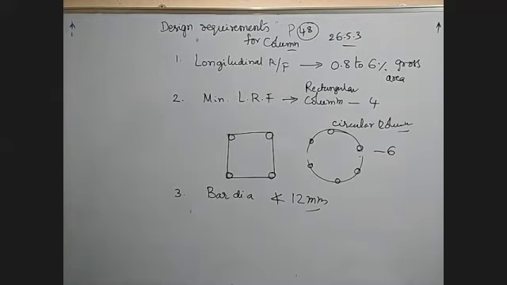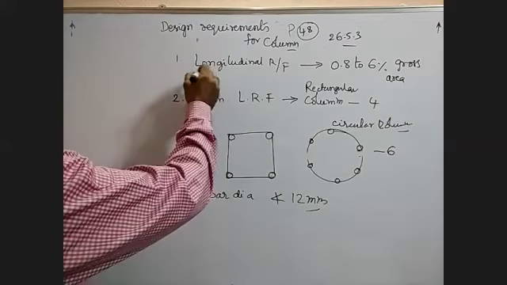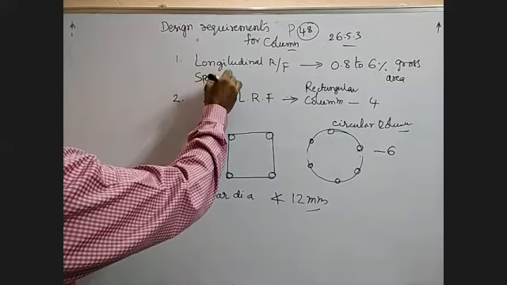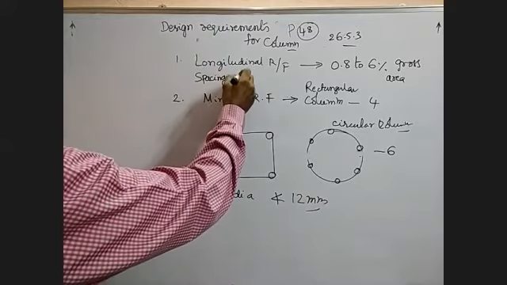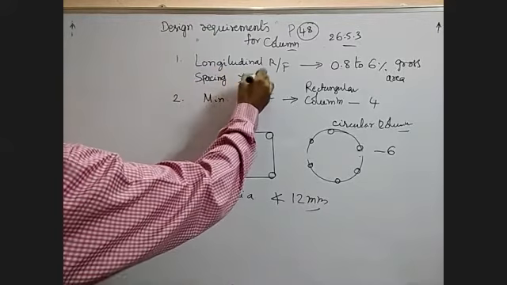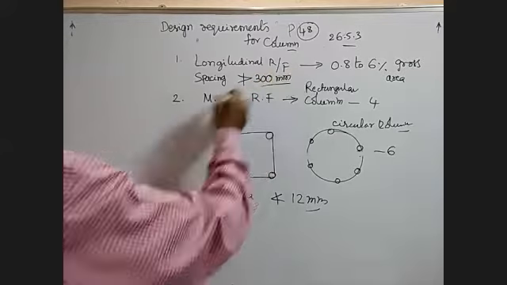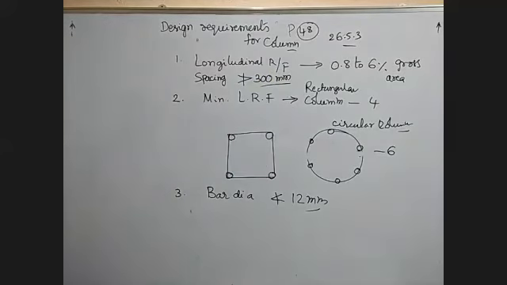And again, the spacing of the bar, the spacing of longitudinal bars. Spacing of longitudinal bars shall not exceed 300 mm. Spacing should not be more than 300 mm.